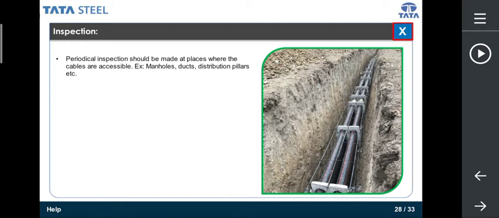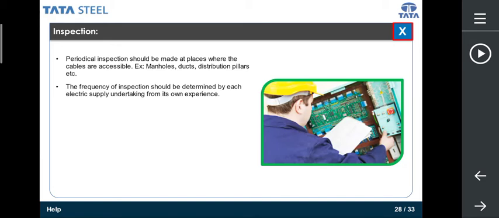Whenever the cables or joints are accessible, as in manholes, ducts, distribution pillars, etc., periodical inspection should be made so that timely repairs can be made before the cables or joints actually cause an interruption to service. The frequency of inspection should be determined by each electric supply undertaking from its own experience. Important heavily loaded lines will require more frequent attention than less important lines.